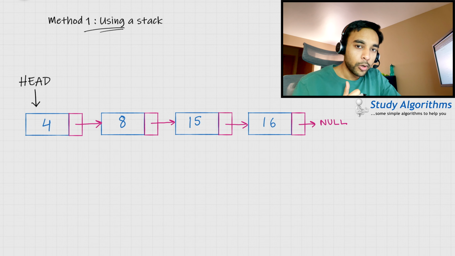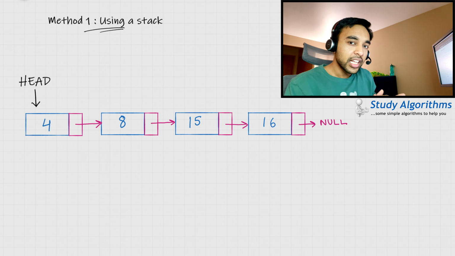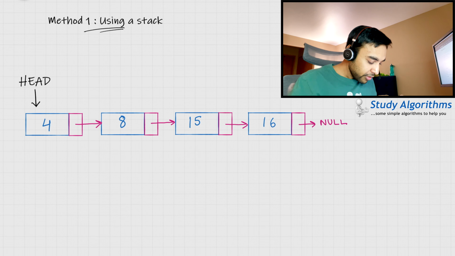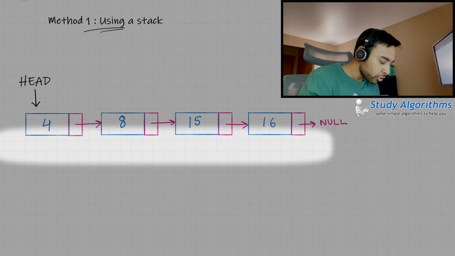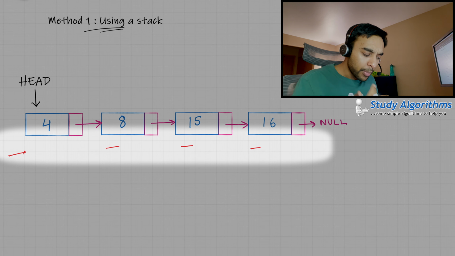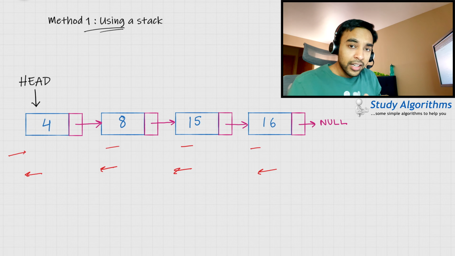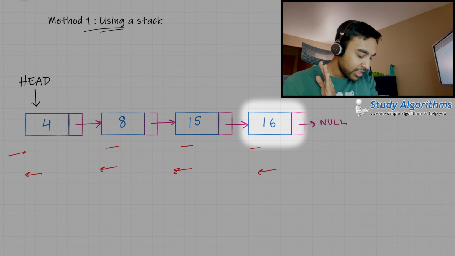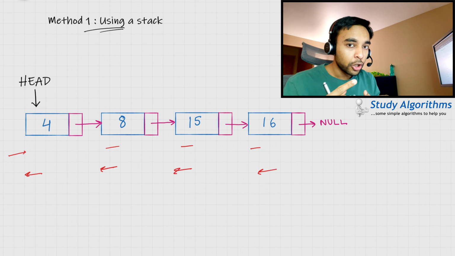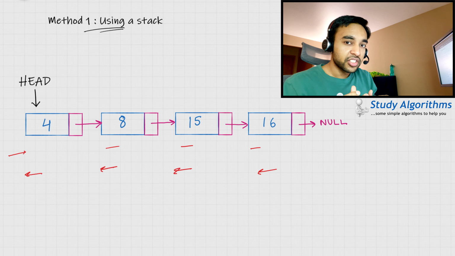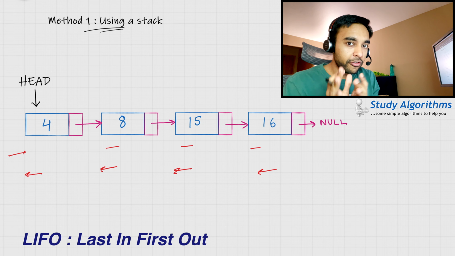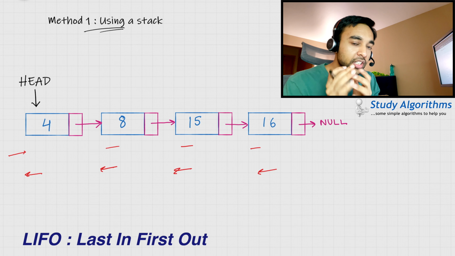How do you approach this problem? You have to print this list in a reverse order, right? If you usually start to traverse this list, how do you go? You start from 4, 8, 15 and then 16, right? But this time you have to go in a reverse direction. And the element that came at the last, 16, has to be the first one to be printed out, right? So this should give you some kind of a hint. You can use a stack data structure that uses the last in first out policy. So how would that work?